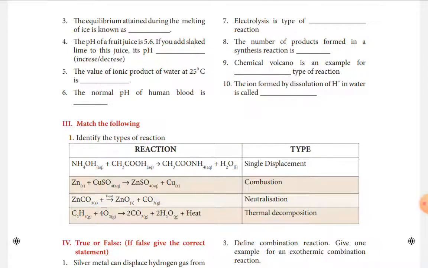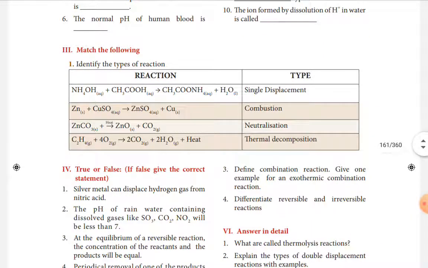The ion formed by the dissolution of H plus in water is called hydronium ion, H3O plus. And match the following. See, the reaction ammonium hydroxide plus CH3COOH, acetic acid, gives ammonium acetate plus water. Ammonium hydroxide is a base, and acetic acid is an acid. When acid reacts with the base, salt and water are formed. This is called a neutralization reaction. So first one, neutralization.